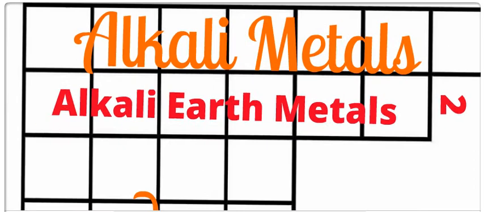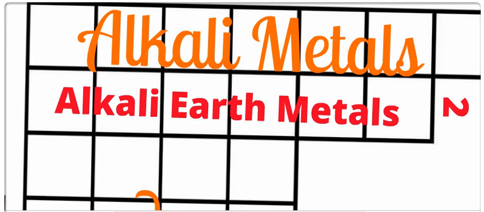Group 2, or group 2A, are called the alkaline earth metals. These also produce basic solutions when placed in water. However, they don't have the explosive personalities of the alkaline metals. When placed in water, they'll pop and fizzle a bit, but you're not going to get a great explosion out of them. They're called alkaline earth metals because they can be found in elemental form in small quantities throughout the crust of the earth.